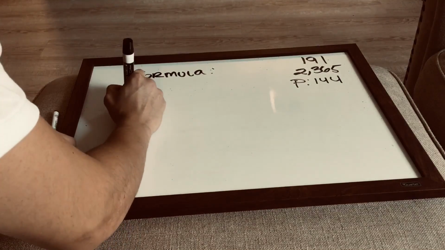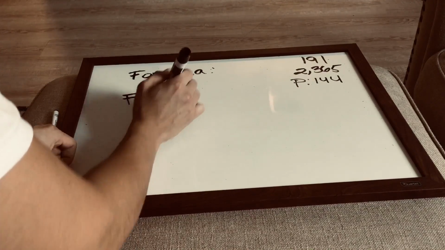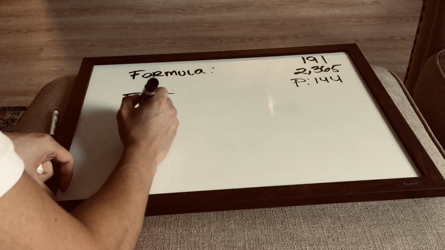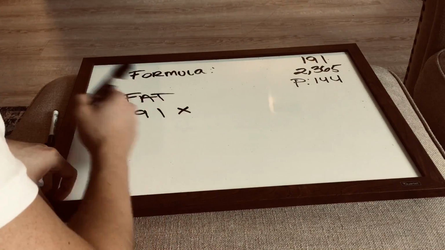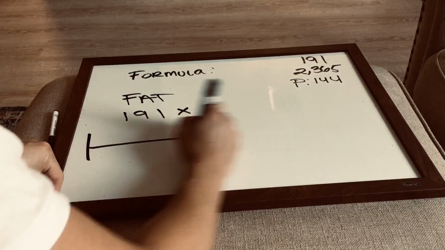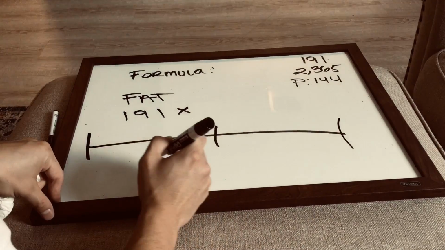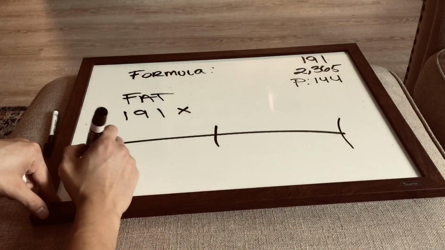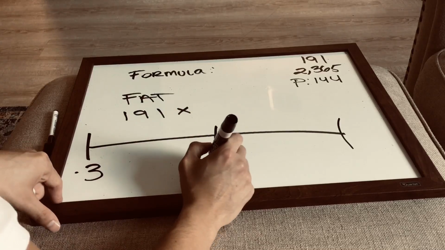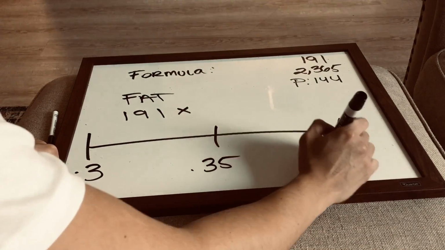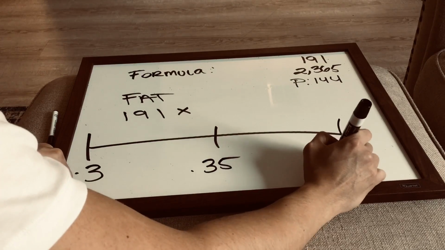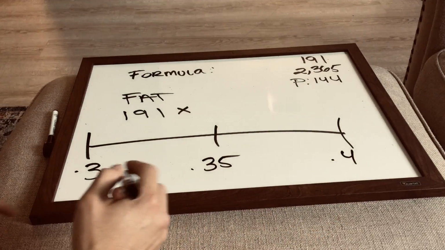It's basically the same thing, same formula. So to find your fat, you're going to multiply your body weight times, let's pull out that scale again. Again, you're going to have to categorize yourself, see which one you fall into. So it's either 0.3, 0.35, or 0.4.